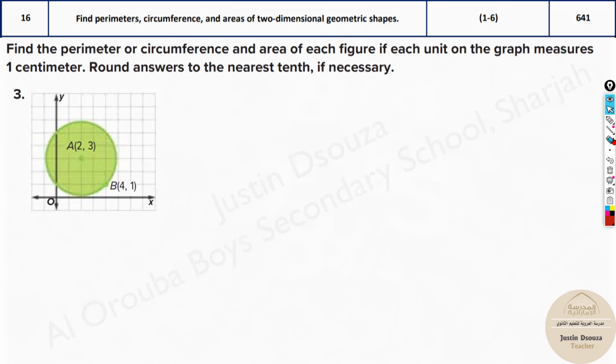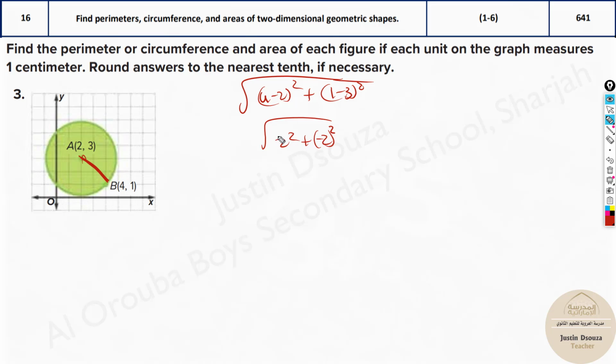And now here we have a circle. Same concept. Now here you cannot directly find the radius, right? But the points are given. Just use the distance formula. So I'll directly substitute the formula. It's (x2 minus x1), 4 minus 2 the whole square, plus 1 minus 3 the whole square. And now you'll get 2 square plus 2 again square. It will be minus 2 square.